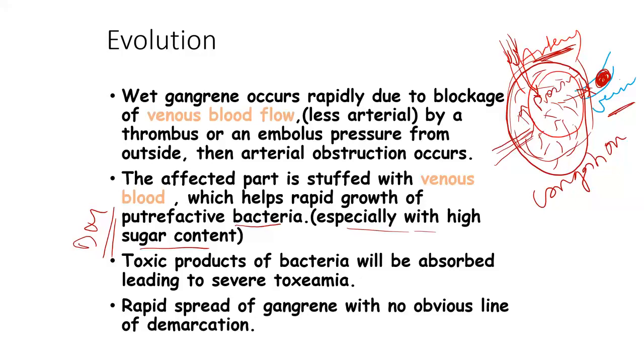Rapid spread of the gangrene will occur with no obvious line of demarcation because the process is rapid. So if I have the leg like that, I can have gangrene in the toe today. Tomorrow I can have half of the foot, and the third day I can have all the foot. So this is a rapid process, and I don't have a line of demarcation that is granulation tissue and inflammation. This is not present in this case because it needs a slow process to occur, and this process here is very rapid, and so there is no time to form a line of demarcation.